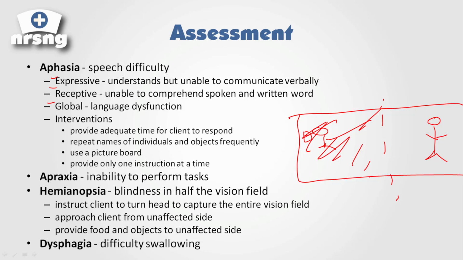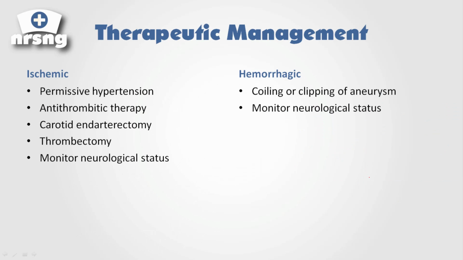So if they're really only able to see from one side, we need to tell them to make sure they're looking around everywhere. We need to approach them from the unaffected side, and we provide food and objects to the unaffected side. We're not trying to trick our clients here, and we're not trying to cure them of hemianopsia. We might not ever be able to do that, but teaching them to adapt to that is what we're trying to do. And then dysphagia is difficulty swallowing.